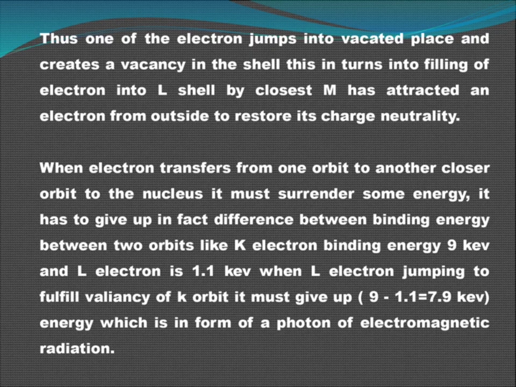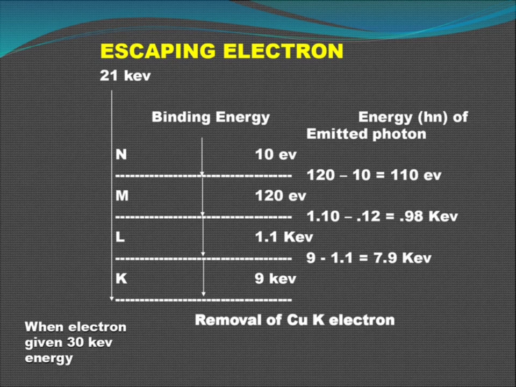So removing electrons from the outermost orbit is easier than removing electrons closer to the nucleus. You see here, for example, for an electron in a carbon atom, atomic number 6, the binding force is 0.28. But for the sulfur atom, atomic number 16, the K electron binding force increases to 2.5. So as the atomic number increases, the binding force increases.